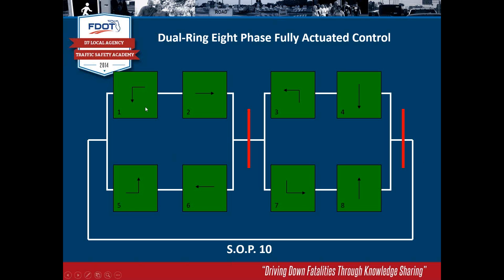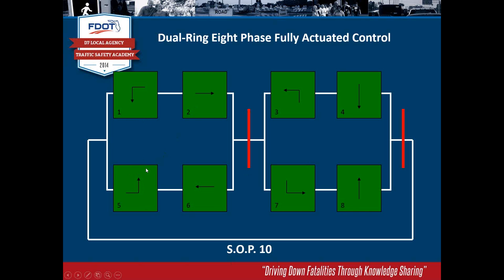And so the way the dual ring 8-phase fully actuated controller works is for each one of these phases, in ring 1 or ring 2, that process that we just described, where you time out a minimum and then the extension just keeps extending based on vehicles being detected, happens here in ring 1 and happens down here in ring 2. And so this one's timing out those extension rules 3, 2, 1, 0. And when it gets to 0, it can move on to 2.